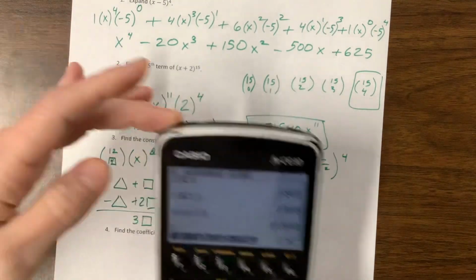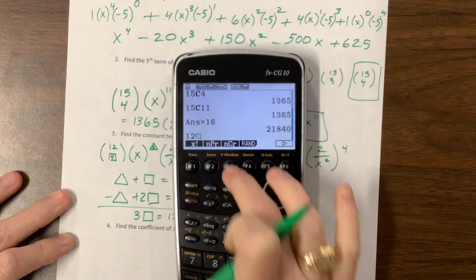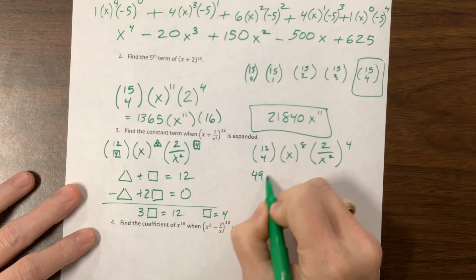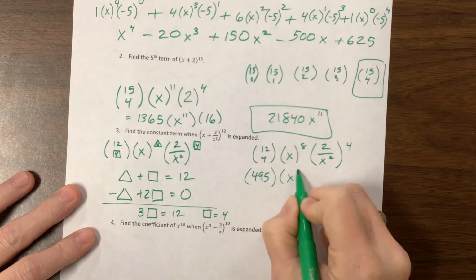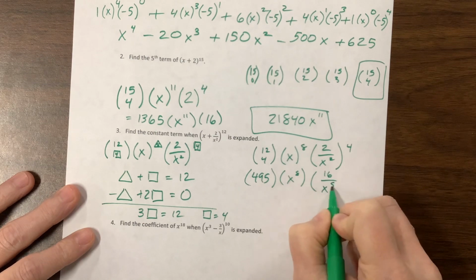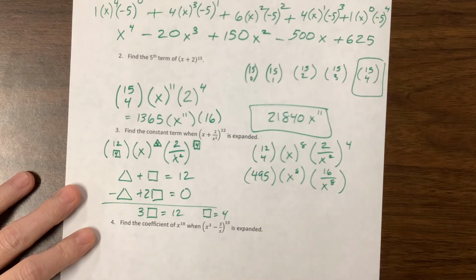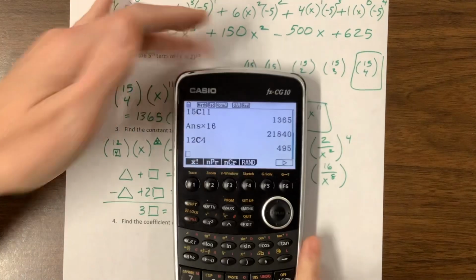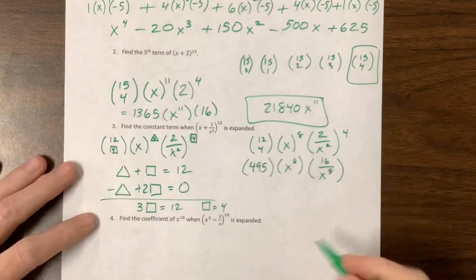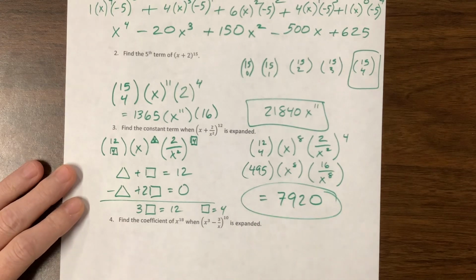Using my calculator, I wanted 12 choose 4. That is 495. This is x to the 8th. 2 to the 4th is 16, so this is 16 over x to the 8. Notice x to the 8 and x to the 8 will cancel, one's on the top, one's on the bottom. And now I just need to do 495 times 16, and I get 7920, and that is my constant term.